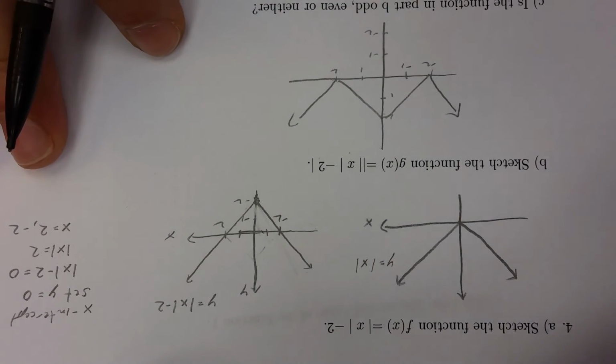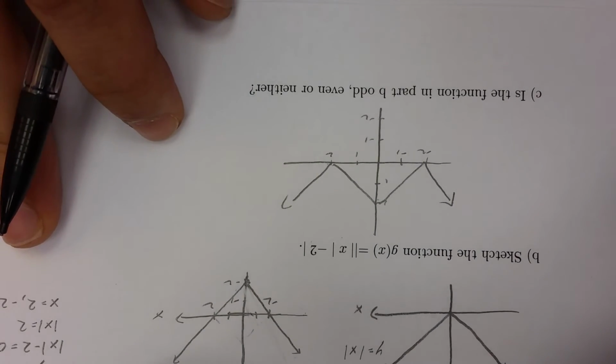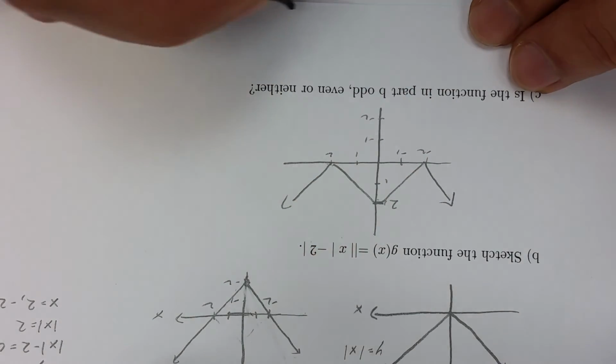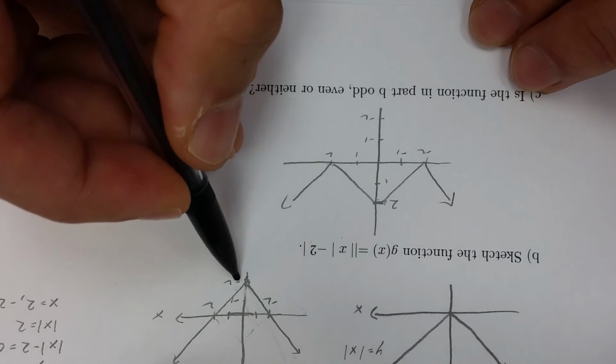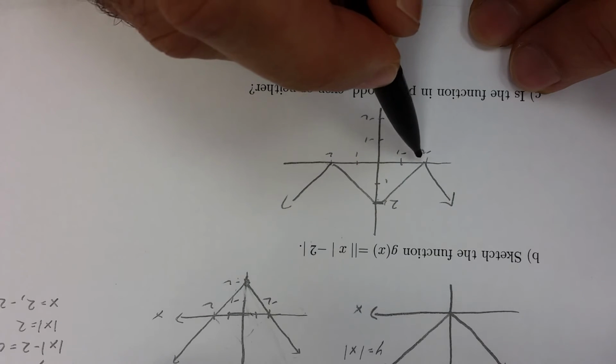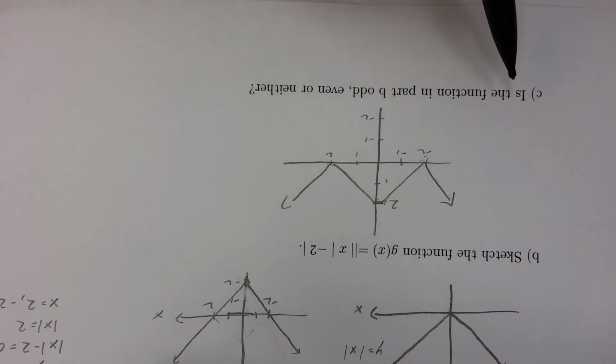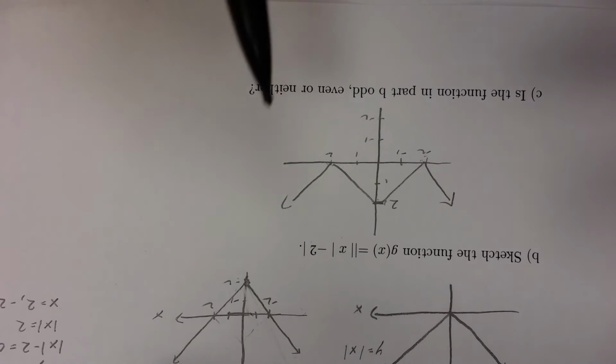Now let's take a look at part C. So we want to make sure that we can see that this thing crosses the y-axis at 2. It crossed at minus 2 before, now it crosses at 2. Still touches the x-axis at plus and minus 2. Let's take a look at part C. Is this function in part B odd, even, or neither?